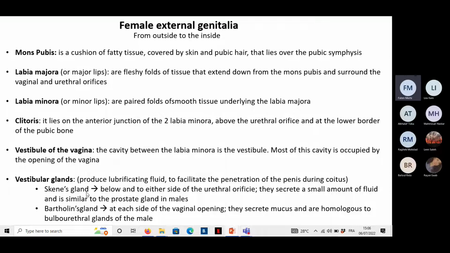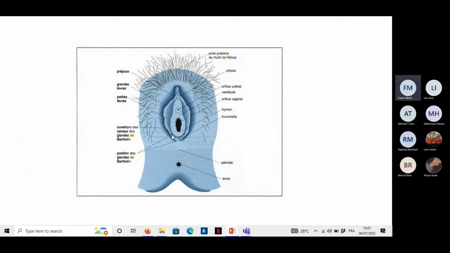One pair is the Skene's gland, localized below to either side of the urethral orifice, and they secrete a small amount of fluid and is similar to the prostate gland in males. Okay. In fact, those glands serve for lubrication. Okay, so it's a lubricating fluid to facilitate the penetration of the penis during coitus. And the other gland is the Bartholin gland, localized at each side of the vaginal opening. Okay, they secrete also a mucus and are homologous to bulbourethral glands of the male. So we will have the opening of the Bartholin's gland, which is here, localized behind the vagina. Okay, and the openings of the Skene's glands will be next adjacent to the urethral opening.